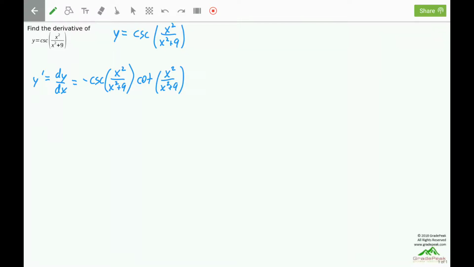Well, the inside of the trig function up here is a quotient, and therefore the derivative of the inside will follow the quotient rule. We start with the derivative of the numerator, which is 2x, times the denominator left alone, minus the numerator left alone times the derivative of the denominator, and then the entire thing divided by the denominator quantity squared.